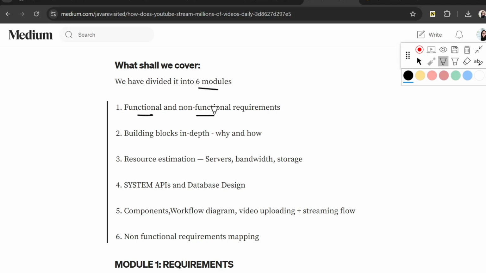Number one, the functional and the non-functional requirements. Like many of you already know, what is the system doing? That is the functional requirements. Non-functional requirements meaning you have to understand that what is going to be, let's say, the scalability of the application, latency, reliability, all of those things. Now, these two things should be very clear when you're starting to sit with the system design notes.